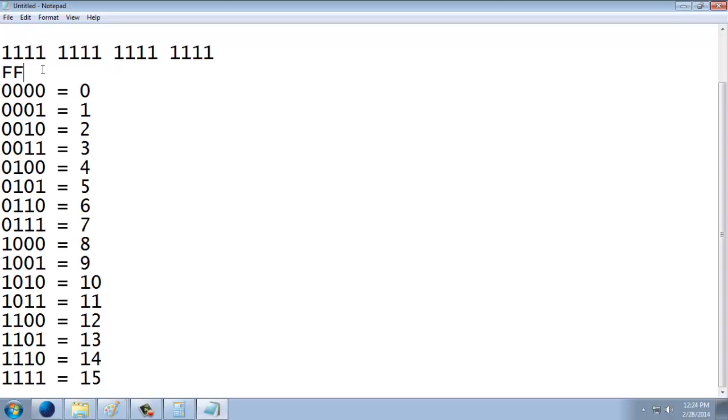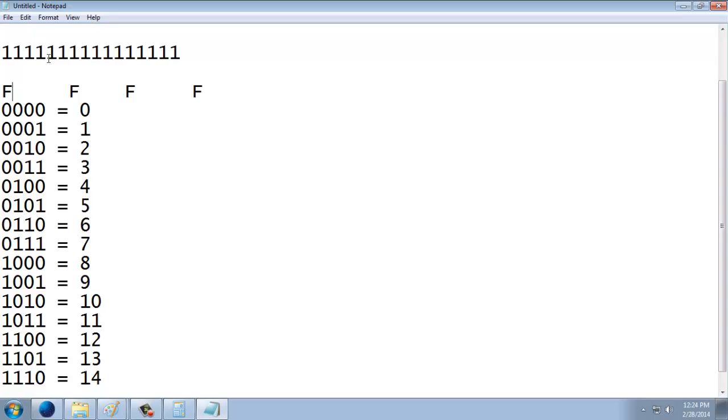Again we have one more F. For F. Clear? So a binary number equivalent to this, we can represent that number in hexadecimal using F.